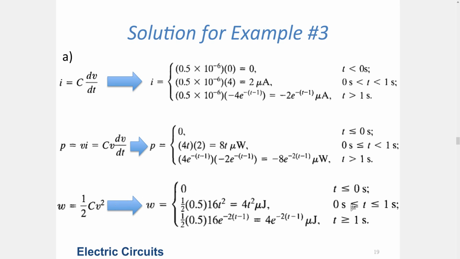For the interval between 0 and 1, we have 1/2 times 0.5 times 16 times t squared, which would give us 4t squared microjoules. And for t greater than or equal to 1, we have 1/2 times 0.5 times 16 e to the minus 2 times (t minus 1). That would yield 4 times e to the minus 2 times (t minus 1) microjoules.